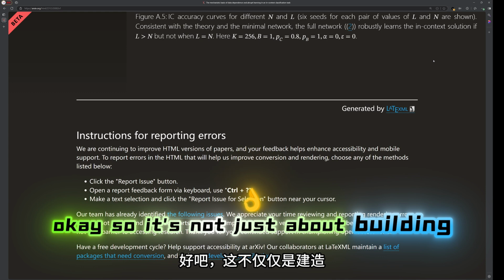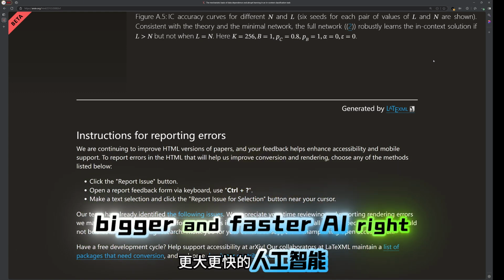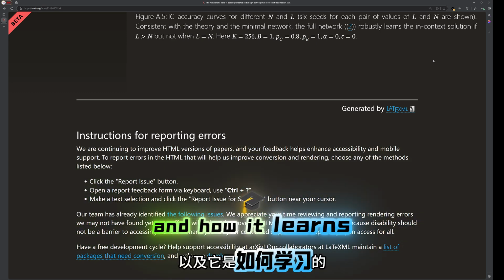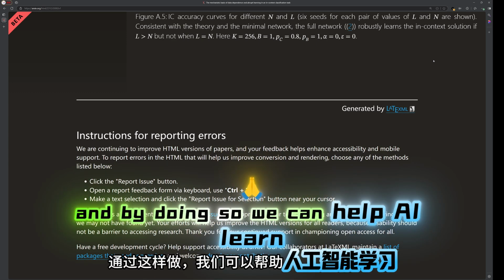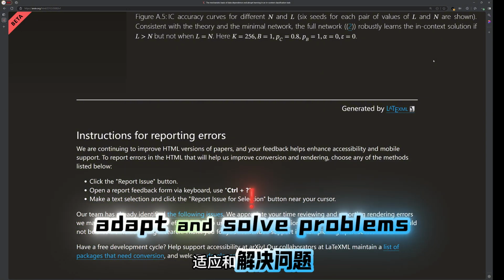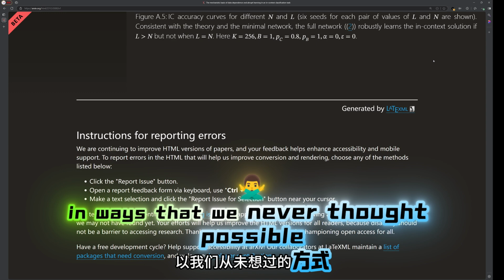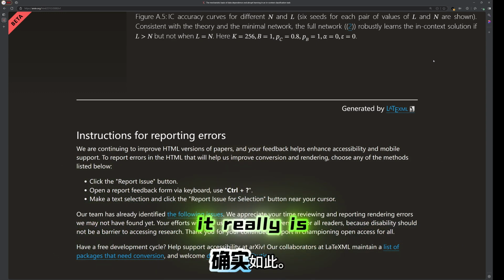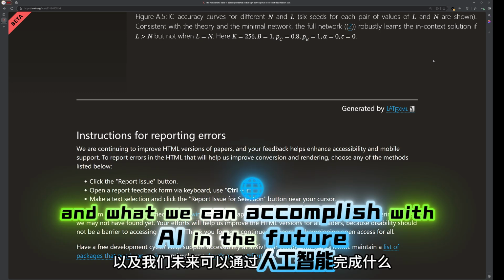Okay, so it's not just about building bigger and faster AI. Right. It's about really understanding how it works and how it learns. And by doing so, we can help AI learn, adapt, and solve problems in ways that we never thought possible. It's so exciting to think about where this is all headed. It really is, and what we can accomplish with AI in the future.